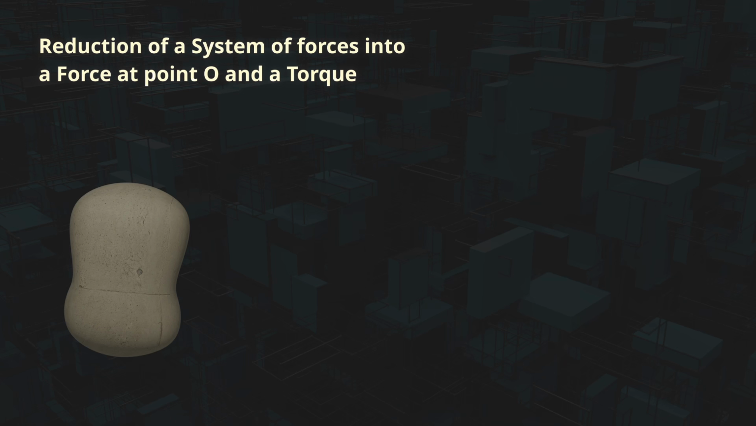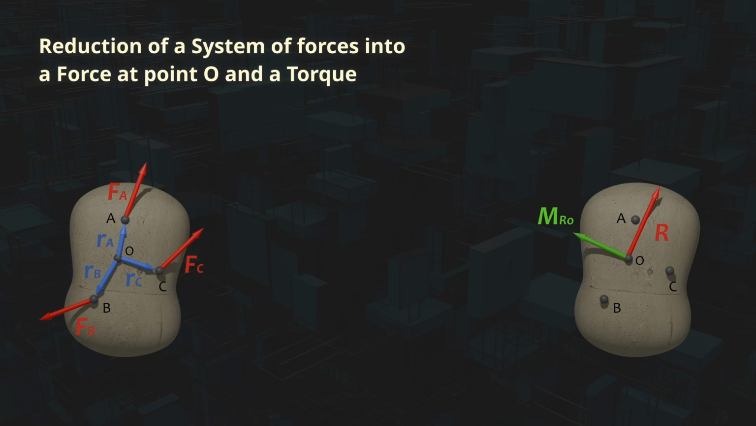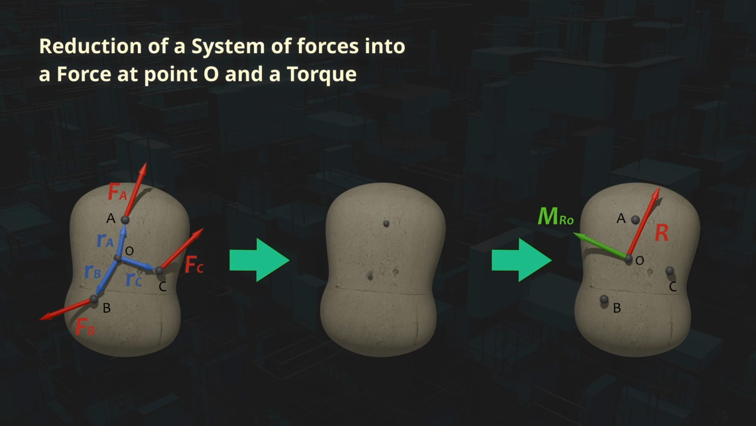A system of forces acting on a rigid body can be reduced to a single force and a torque with respect to a point O. Based on the previous point, we can reduce the three forces that are applied at different points of the rigid solid in the image to a single force and a moment at point O.